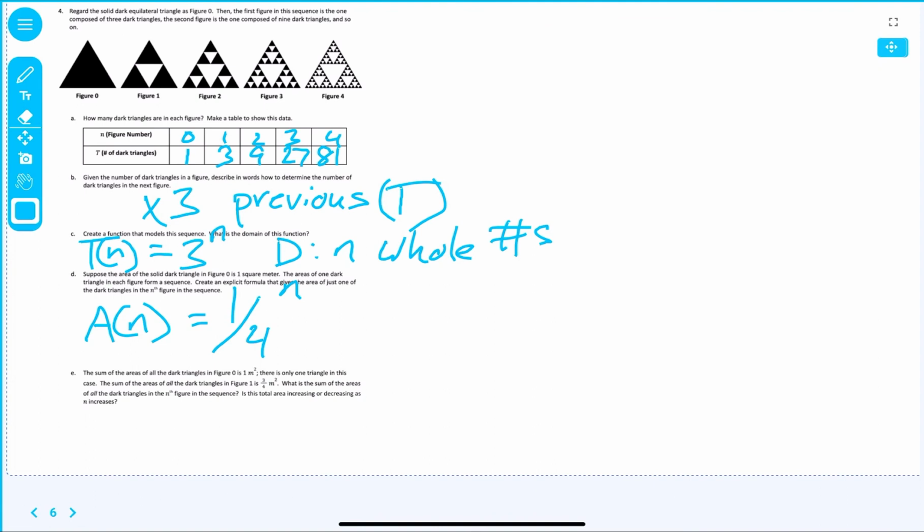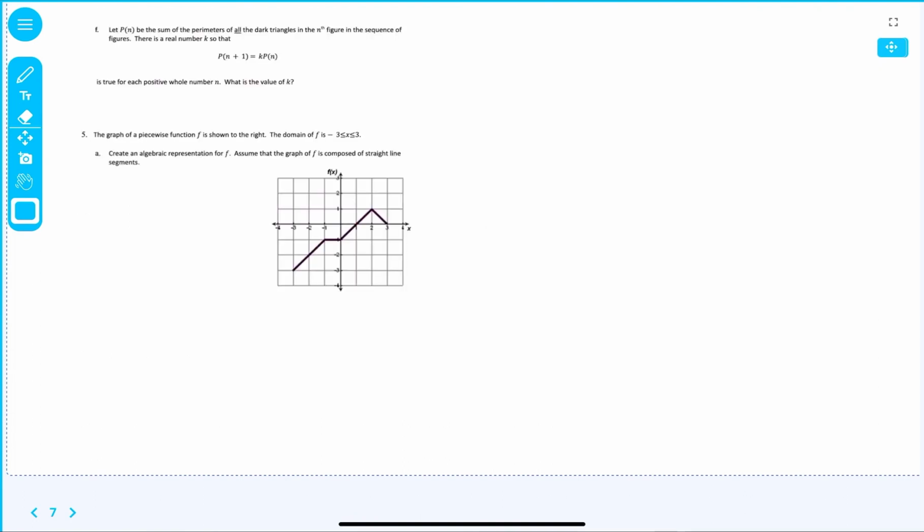Yeah, good. All right, so it says E, the sum of the areas of all the triangles in figure 0 is 1 square meter. There's only one triangle in this case. The sum of the area of all dark triangles in figure... Yeah, we won't do that one. Let's skip to number 5. Let's see how much we can get on number 5. We'll skip F.